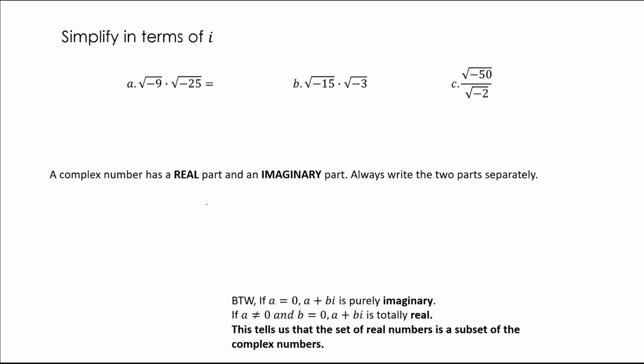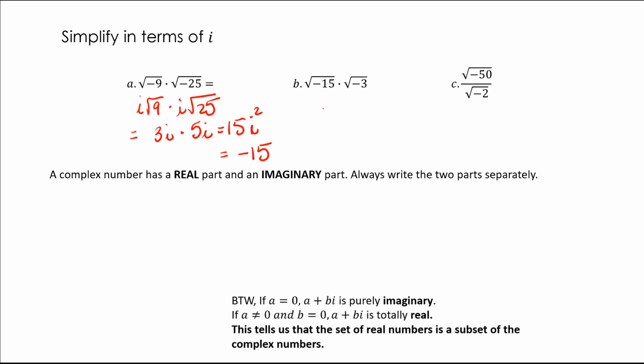So if you have these kinds of situations, you can never just start working with them. You have to always rewrite them in terms of i. So here we would write i square root of 9 times i square root of 25, and that would be 3i times 5i, which would be 15i squared. And i squared is -1, so that is -15.